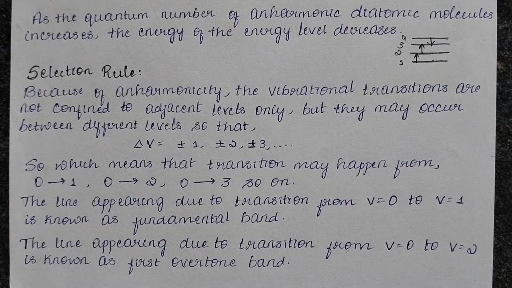Similarly, the line we see due to the transition from V0 to V3 is called the second overtone band, and the line due to the transition from V0 to V4 is known as the third overtone band. The naming is given depending upon the transition we see: fundamental band, first overtone band, second overtone band, third overtone band, and so on. Now let us see the different cases and the energy values we get for the fundamental band, first overtone band, and second overtone band.